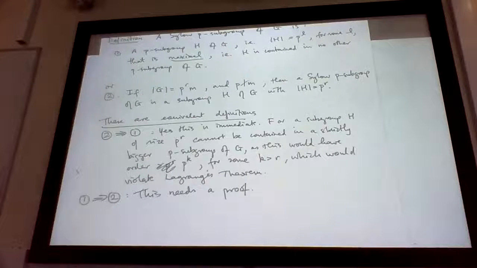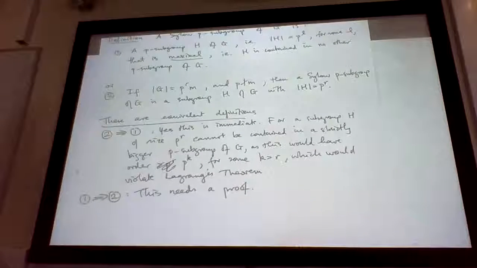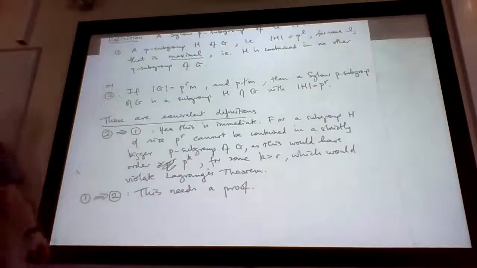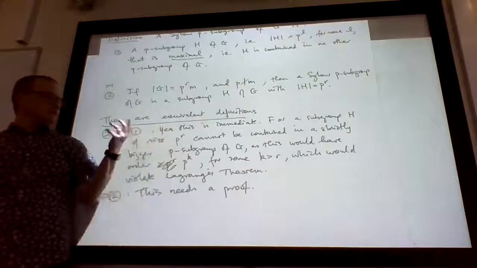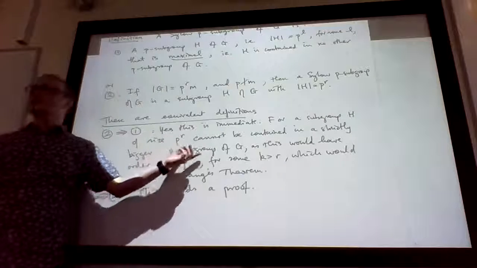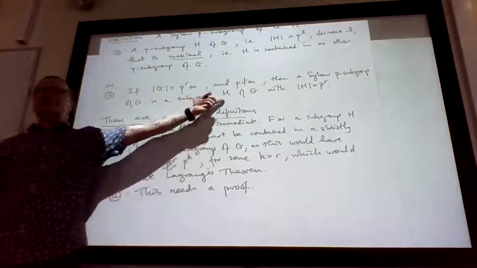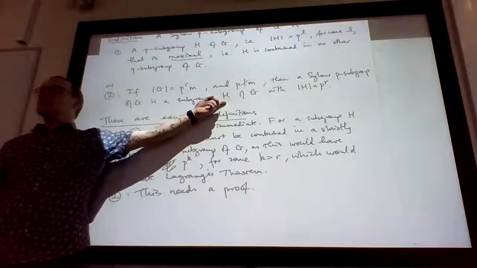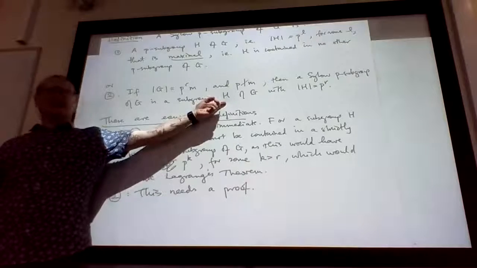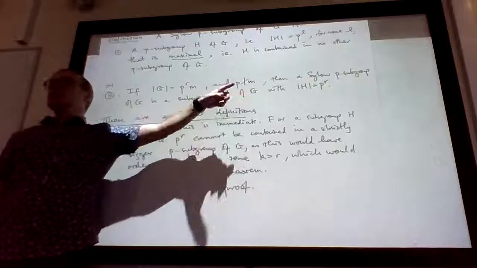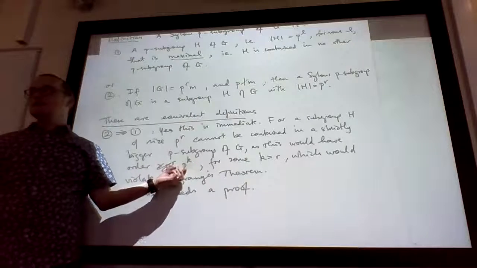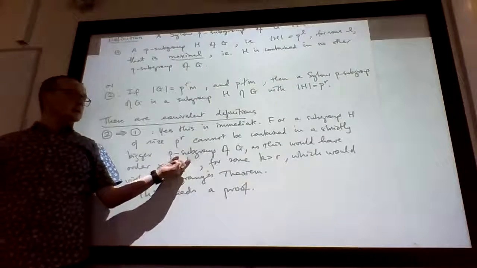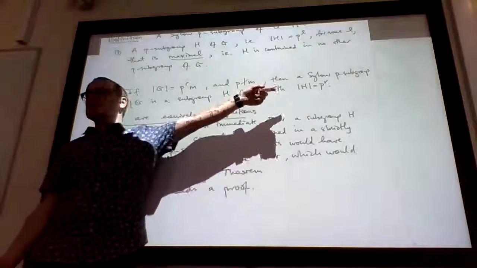And why did you say that violates Lagrange's theorem? It's a quick proof by contradiction. Suppose there is a bigger P subgroup that contains this H. If it's bigger, it has to have size bigger than H. If it's a P subgroup, its size must be some power of P. So this subgroup would have size P to the K, where K is strictly bigger than R.